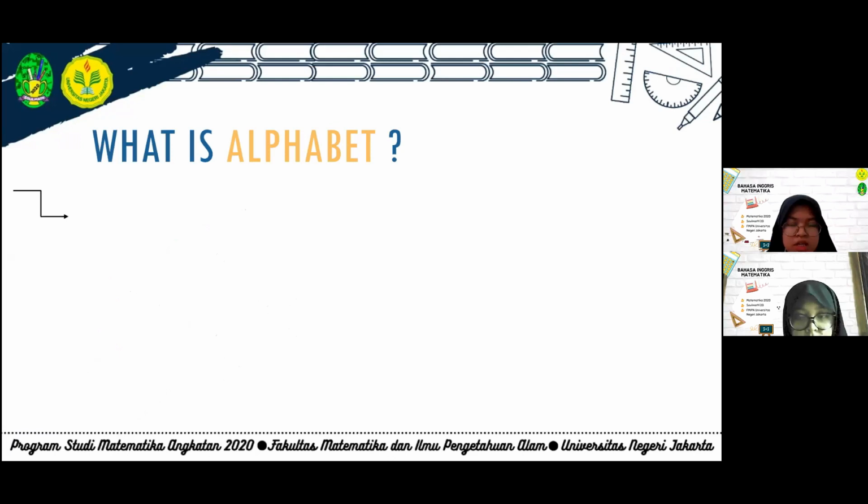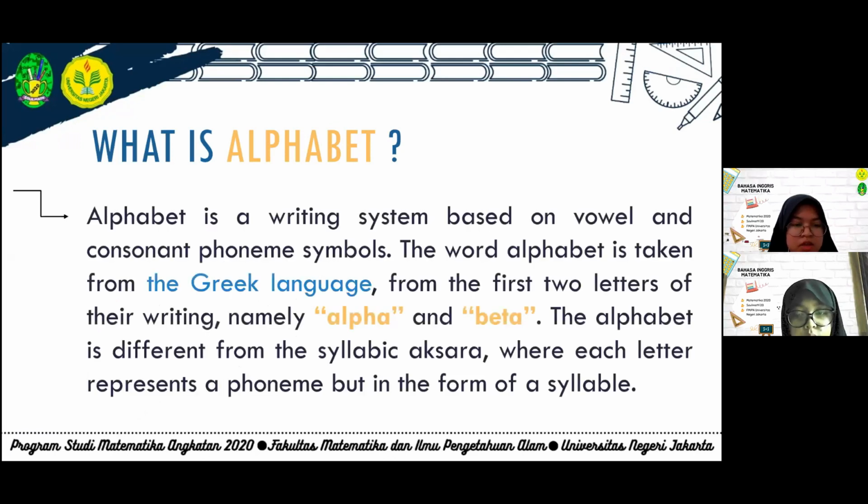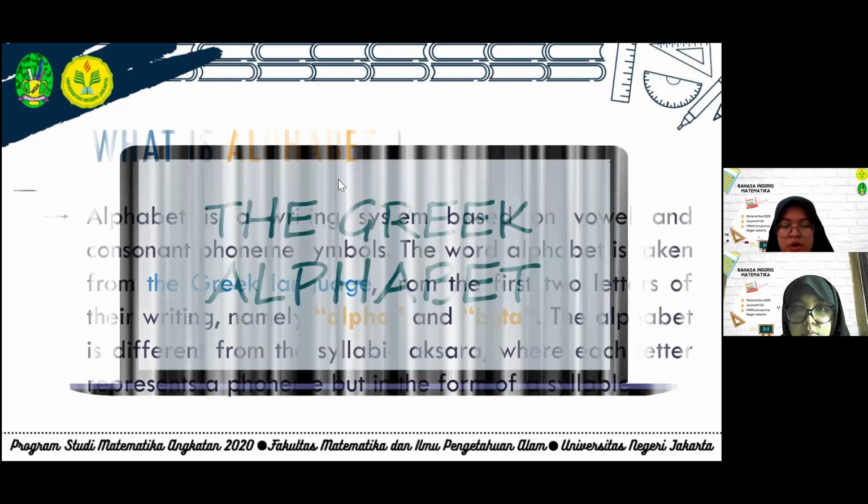First, what is alphabet? Alphabet is a writing system based on vowel and consonant phoneme symbols. The word alphabet is taken from the Greek language, from the first two letters of their writing, namely alpha and beta. The alphabet is different from the syllabic aksara, where each letter represents a phoneme but in the form of a syllable.